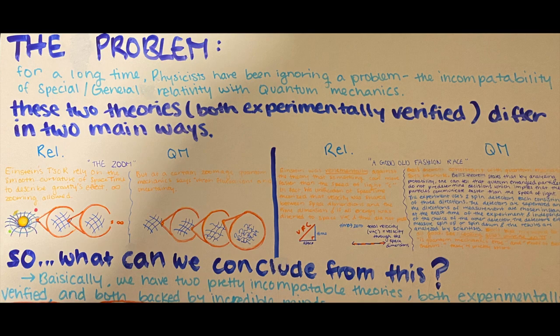A little background on relativity and quantum mechanics. Relativity usually applies to the larger scale, which is large masses and large speeds, and quantum mechanics is more the small scale. So where they overlap is where they're incompatible and inconsistent.